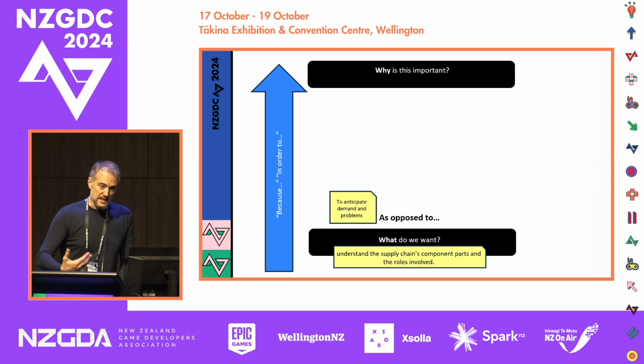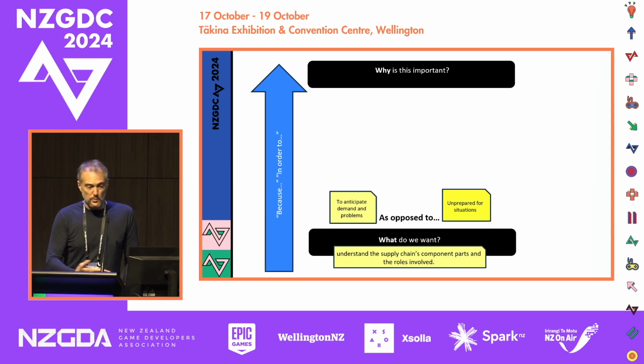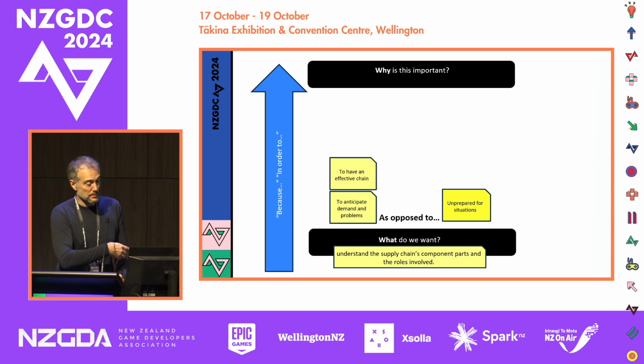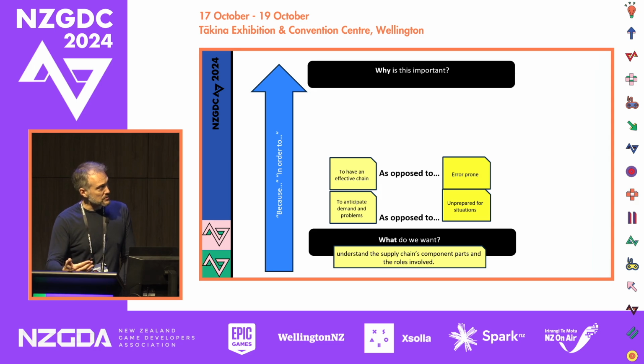So then you can ask something like, well, as opposed to what? What would the opposite of this look like? Sometimes it's painfully obvious. Sometimes it's revealing. In this case, they said things like, well, we don't want to be unprepared for situations, right? We want to be able to anticipate demand and problems, so we're not unprepared. Okay, cool. So then I can say, well, why is it important to not be unprepared? Or in this case, it was better to ask, why is it important to not be unprepared? I said, well, because we want to be able to have an effective supply chain, right? So it's important to be able to anticipate demand because they can have an effective chain as opposed to an error-prone chain, right? So they were supplying all of this information.